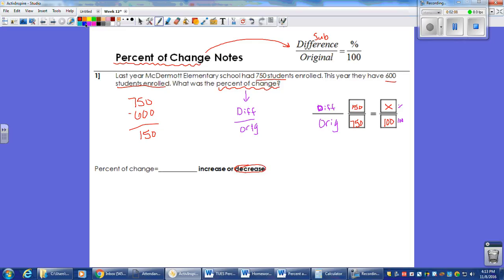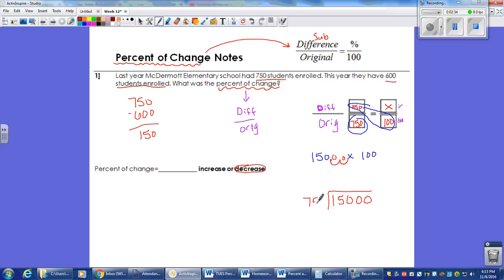So what we're going to do now is cross multiply and divide. So I'm going to do 150 times 100. Whenever you are multiplying by 100, that is like moving the decimal point to the right 2 times. So that is going to be 15,000 divided by the number that was by itself, which is 750.